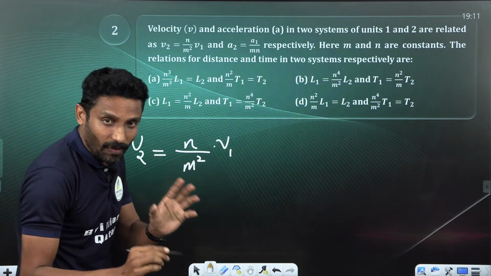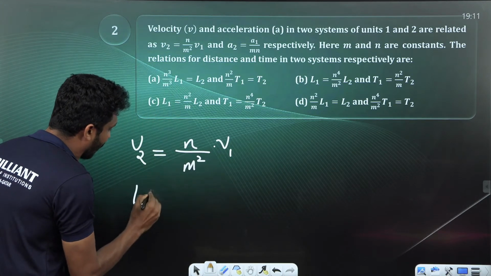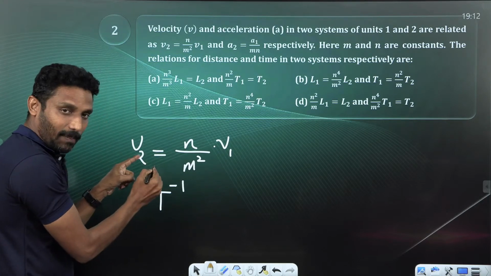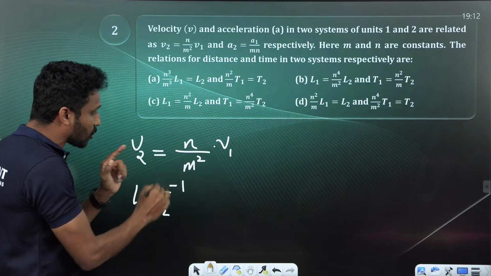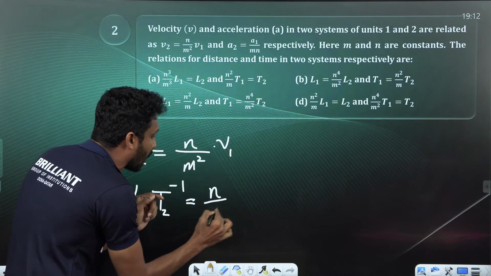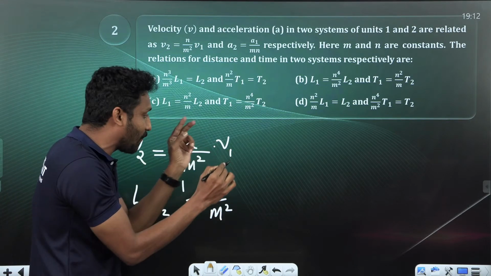What is the dimension of velocity? You know, the dimension of velocity is LT^-1. Then in the second system, we can write it as L2 T2 raised to minus 1, which is equal to, these being constants, n divided by m square into velocity in the first system.